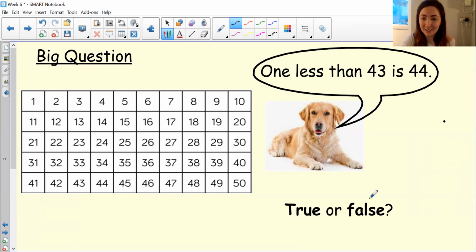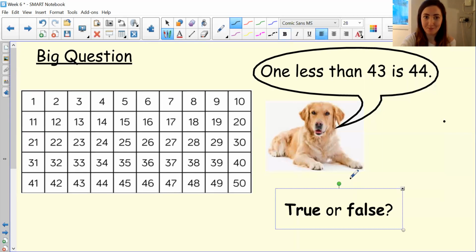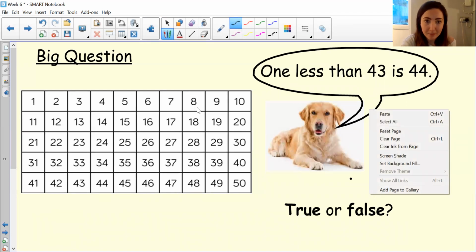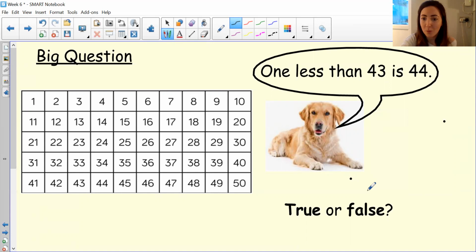Okay, it is false. That is false, I'm afraid, Stevie. 1 less than 43 is not 44. And if we explain why, we can find the number 43. Here it is in that last row, the row with all the 40s on.